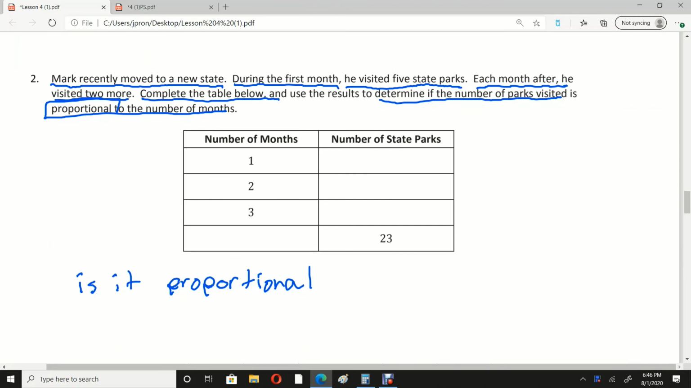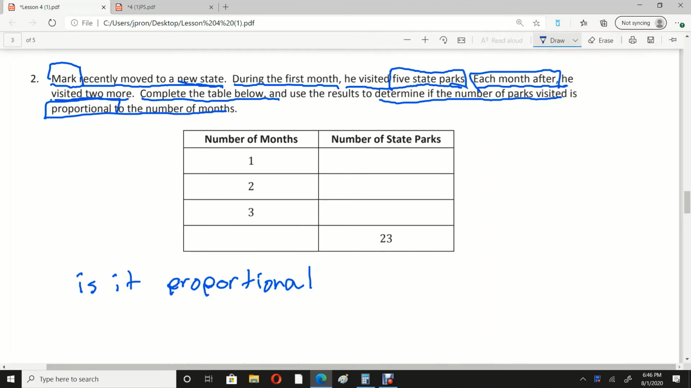I really like the second question just because of how weird it is. So good for Mark. He gets to move to a new state. Great. During the first month, he visits 5 state parks, and each month after, he visits 2 more. So is that forever? Is he going to visit 2 state parks every month forever? I don't know if that's possible. I don't know if there's that many state parks. What state did he move to? Who knows? So anyway, that's beside the point.